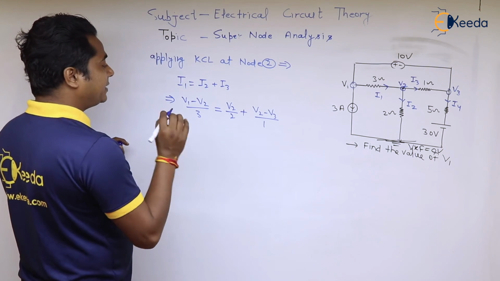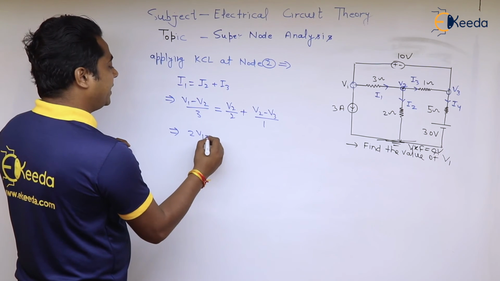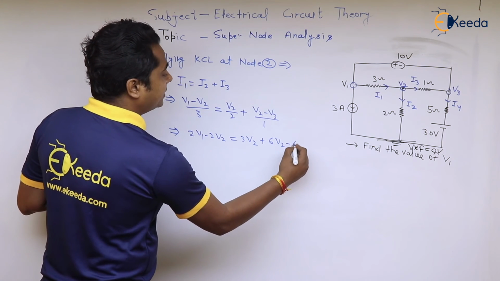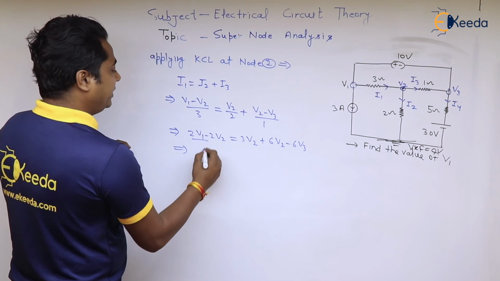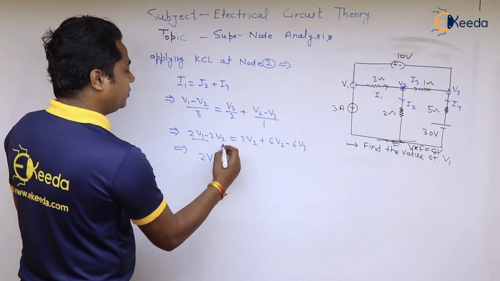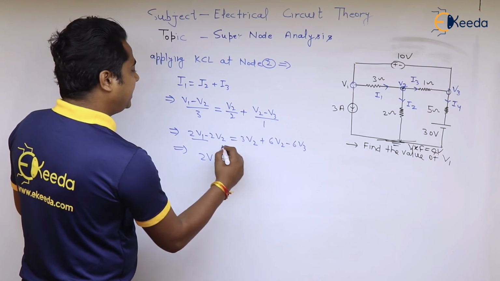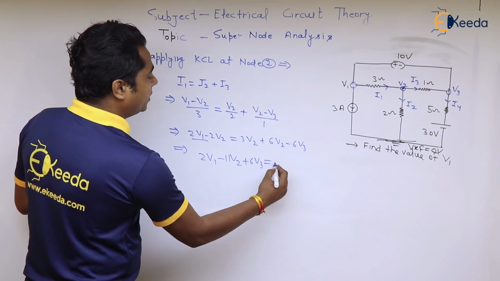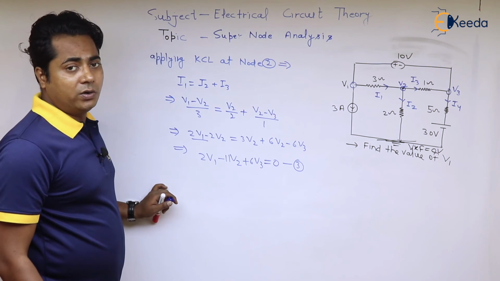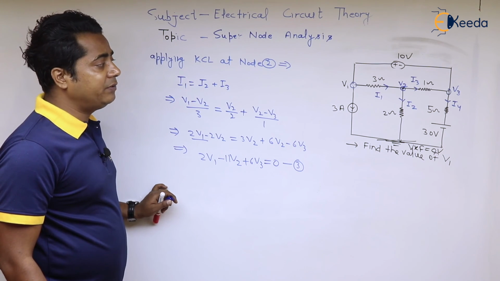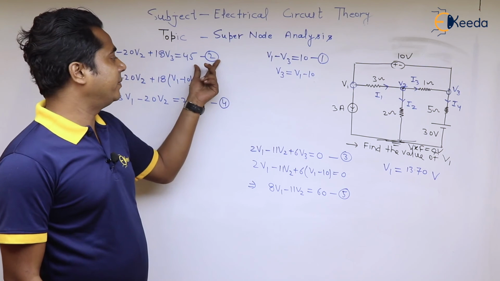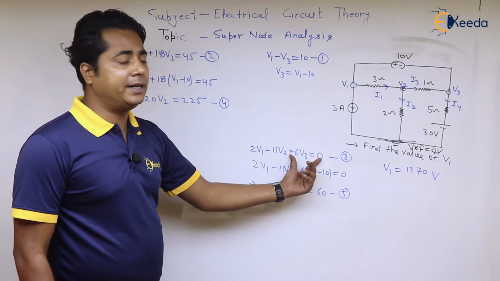Multiplying both sides by 6, this will be 2V1 minus 2V2 is equal to 3V2 plus 6V2 minus 6V3. Here 2V1 minus 11V2 plus 6V3 is equal to 0. This is equation number 3. So now we have 3 equations and 3 unknowns. We will calculate the values of V1, V2 and V3 from these equations. We have equation number 1, equation number 2 and equation number 3 which we derived earlier.